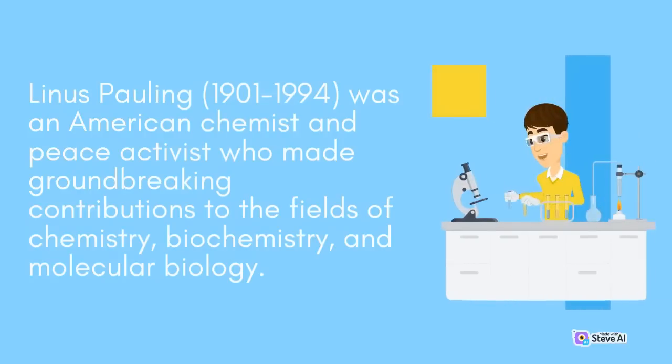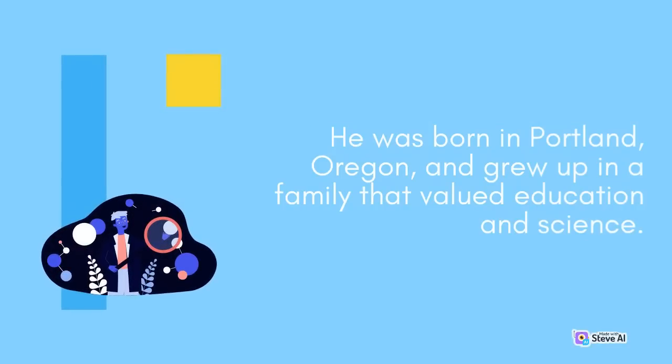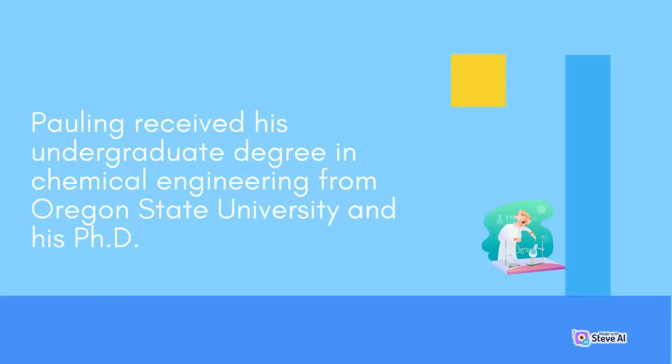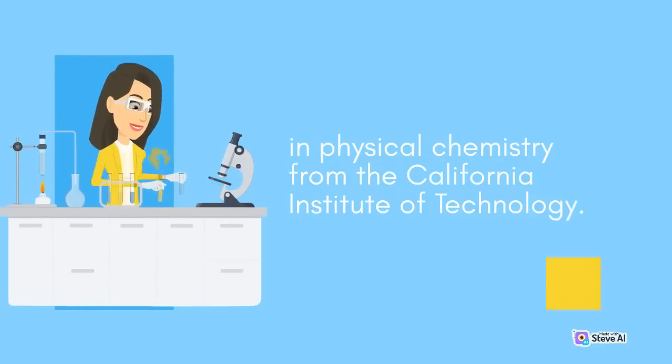Linus Pauling, 1901 to 1994, was an American chemist and peace activist who made groundbreaking contributions to the fields of chemistry, biochemistry, and molecular biology. He was born in Portland, Oregon, and grew up in a family that valued education and science. Pauling received his undergraduate degree in chemical engineering from Oregon State University and his Ph.D. in physical chemistry from the California Institute of Technology.